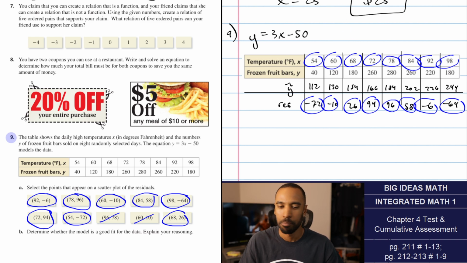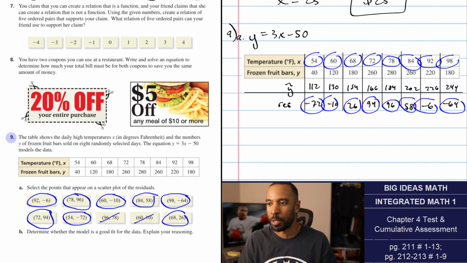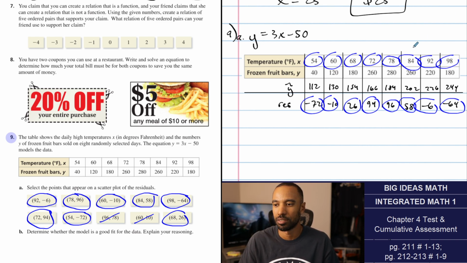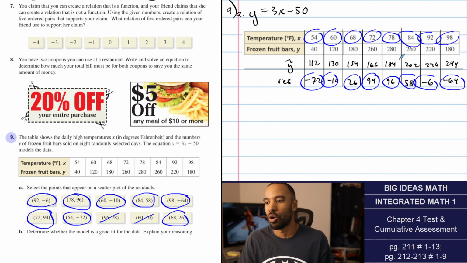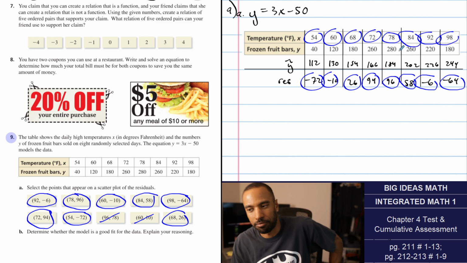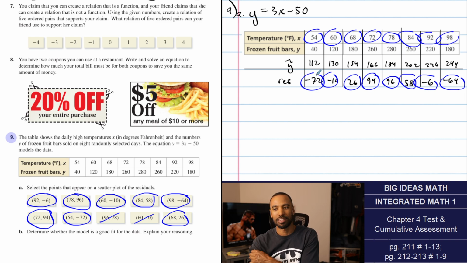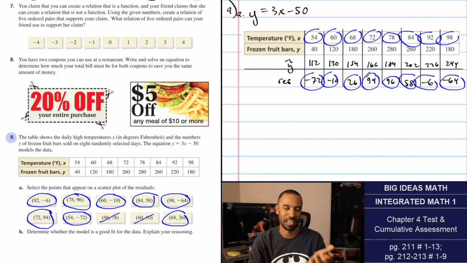That's part A. Part B says determine whether the model's a good fit for the data. It looks like it's not. I mean, here's the thing. I don't think it's a good... Okay, I didn't draw this graph, right? But besides the fact that those things are so far off, that's really what I was looking at.